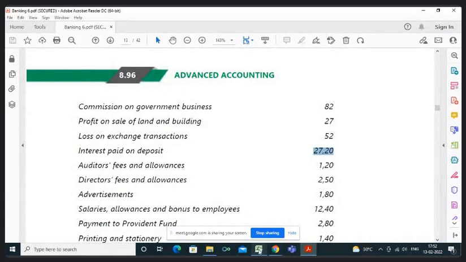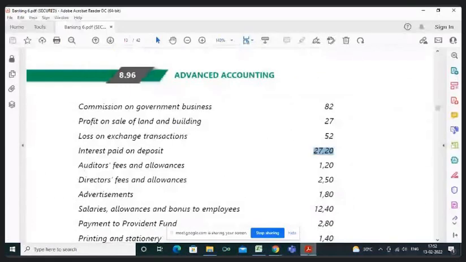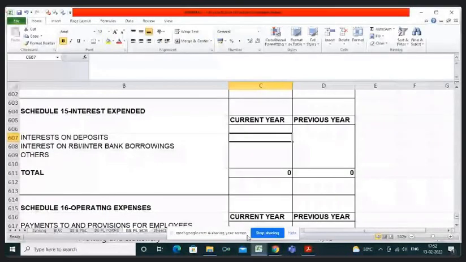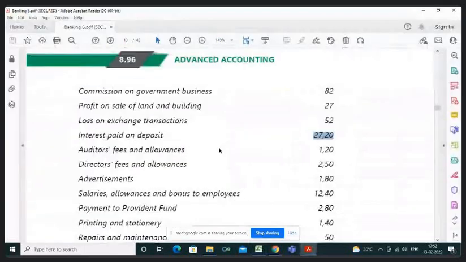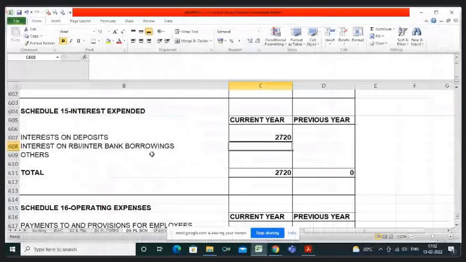Then interest paid on deposits. This will be part of the expenses, interest expenses. Interest on deposits, the amount is 2720. Interest on RBI, others, nothing is there. So we'll move on to the operating expenses.